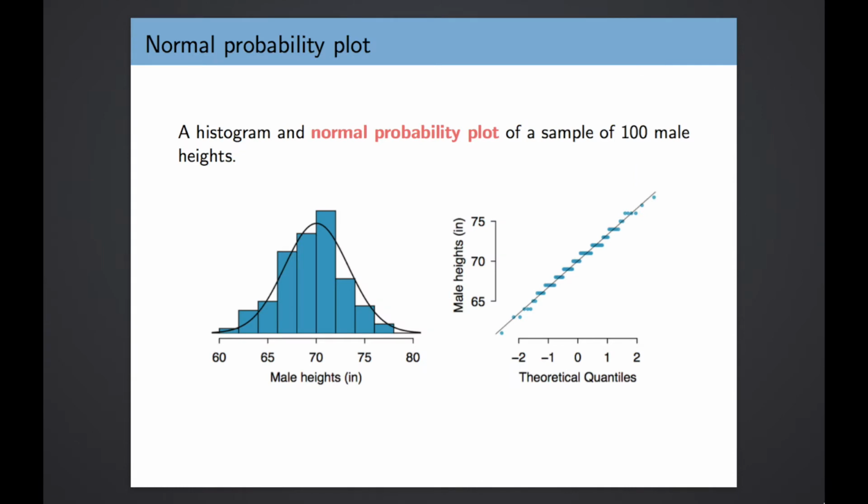We're going to look at two ways of visually checking whether it makes sense to treat our data as normal: the histogram and the normal probability plot. And for your reference, the normal probability plot is also known as the quantile-quantile plot.